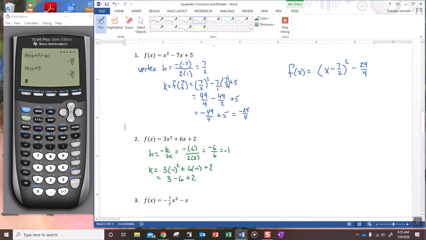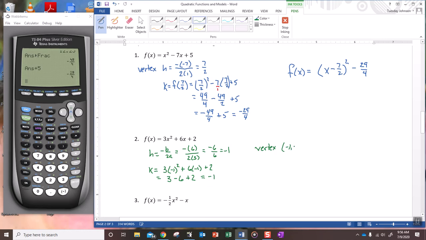Notice the first number, 3, is exactly half of the second number, 6, and they have opposite signs. So when I combine them, 3 minus 6 will be a negative 3 plus 2, negative 1. So my vertex is at negative 1, negative 1.